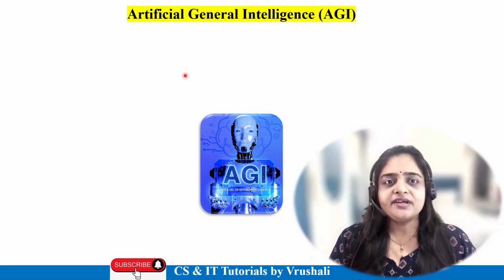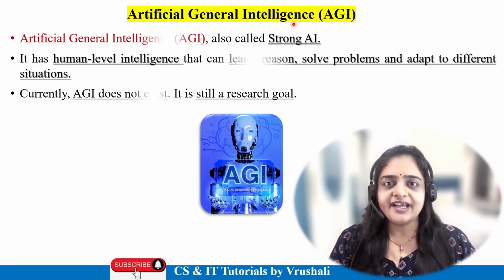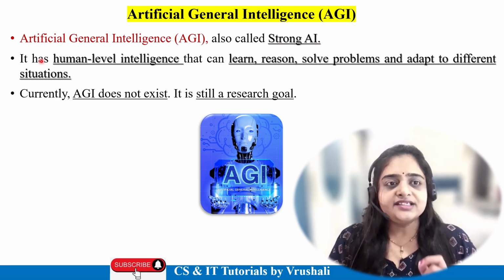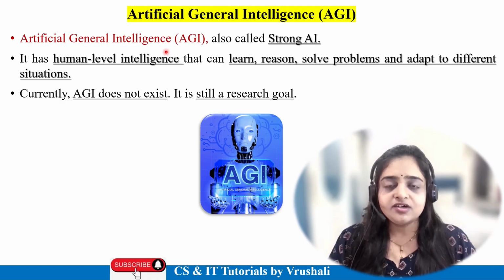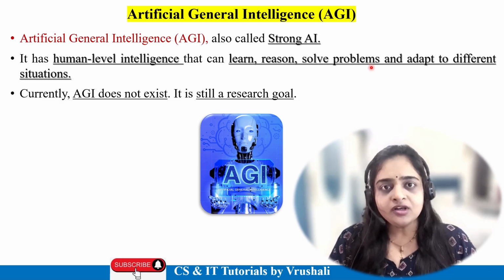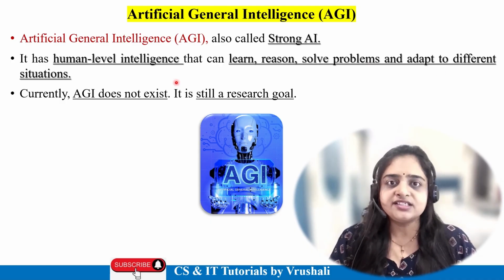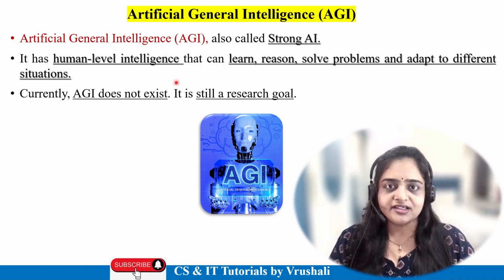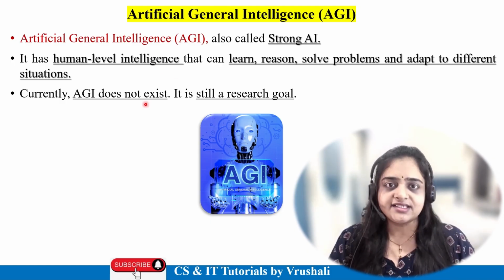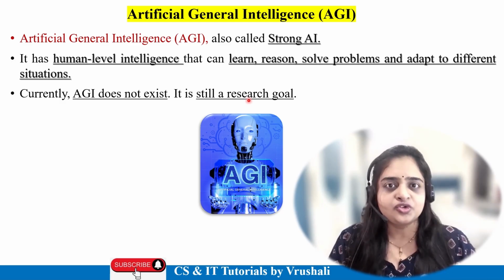Now, the second type is called artificial general intelligence, which is also called strong AI. Here, artificial general intelligence works like human-level intelligence. This AI system can learn, reason, solve problems and adapt to different situations like a human. But currently, AGI does not exist. It is still a research goal.